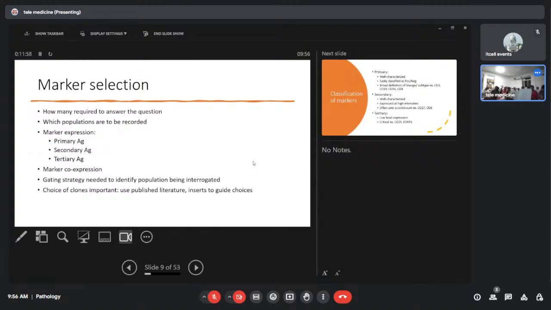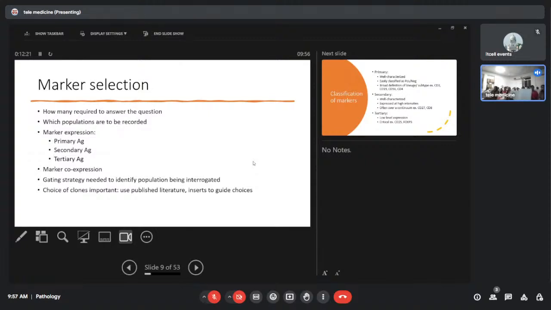So therefore, you want to know how many markers are required to answer the question that you have, which populations you want to record. So even if you want to record blasts, that does not mean that you will leave every other population behind, because they are your valuable internal positive and negative controls. Now you have different markers and I will tell you what are primary, secondary and tertiary antigens.